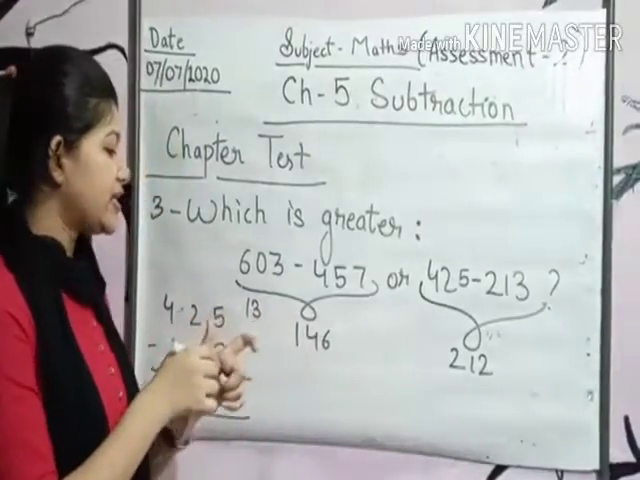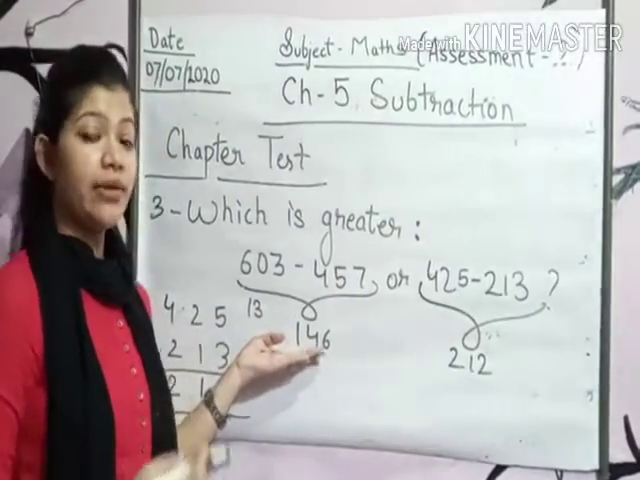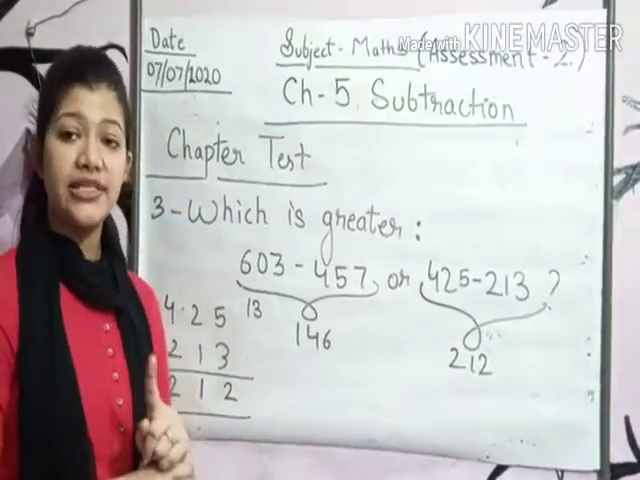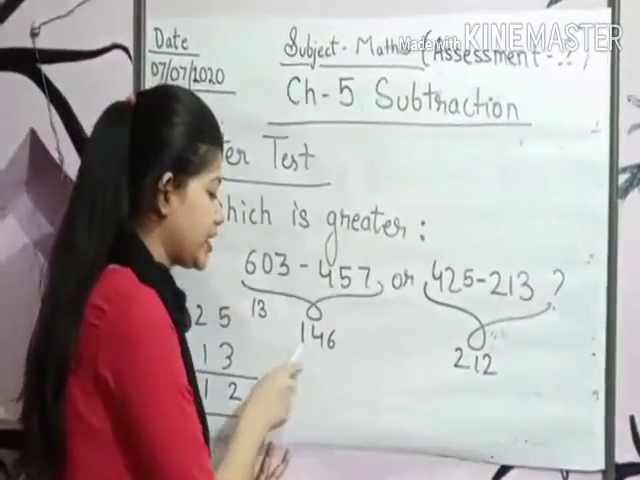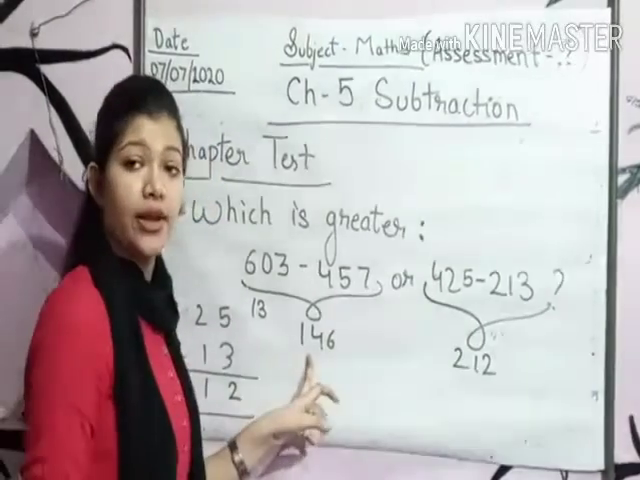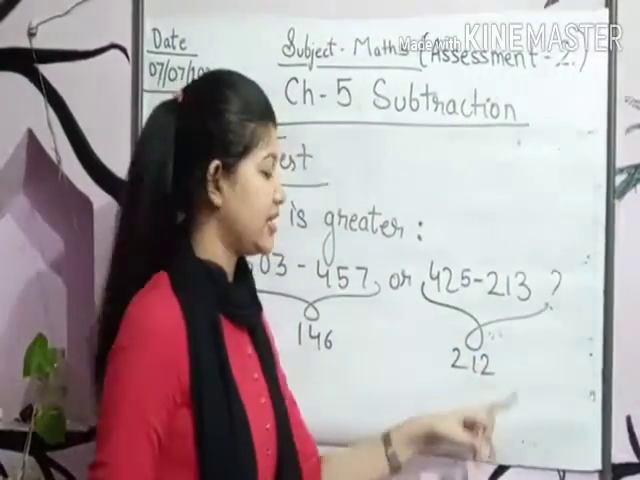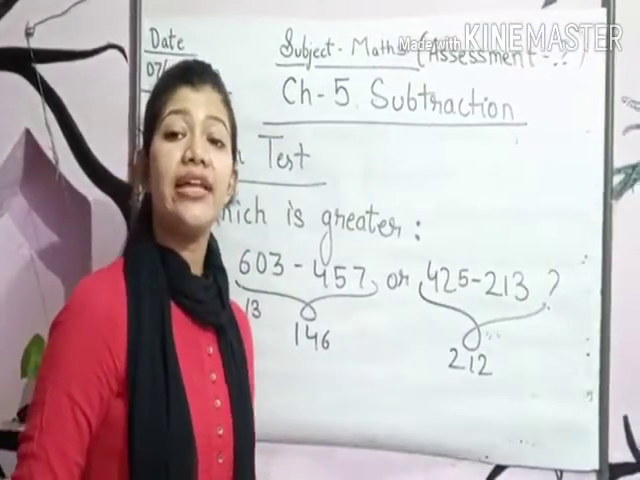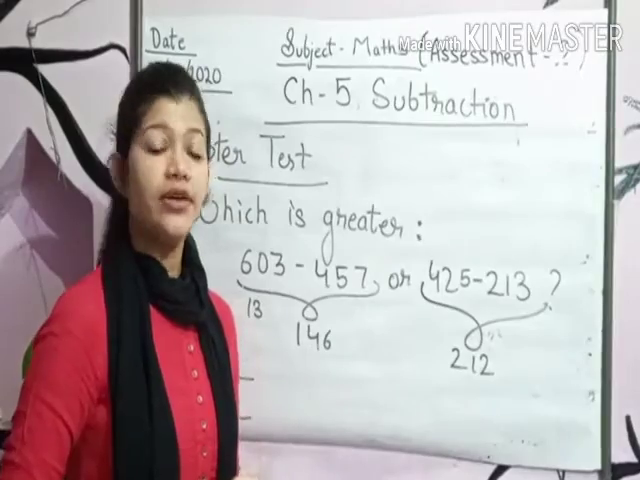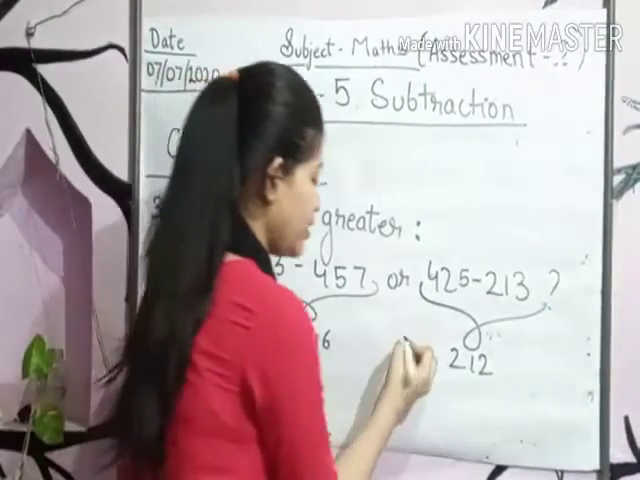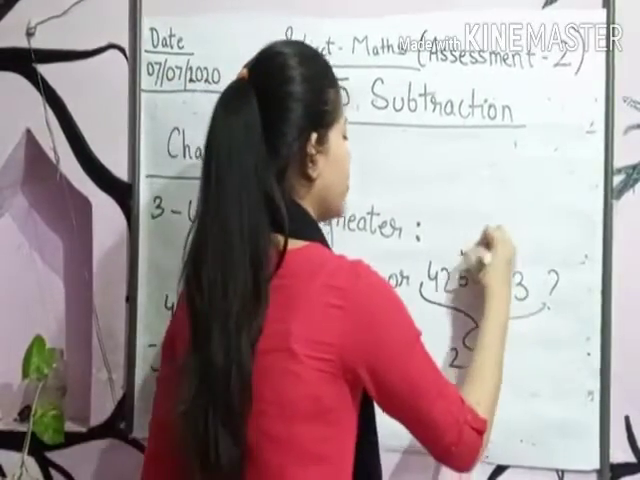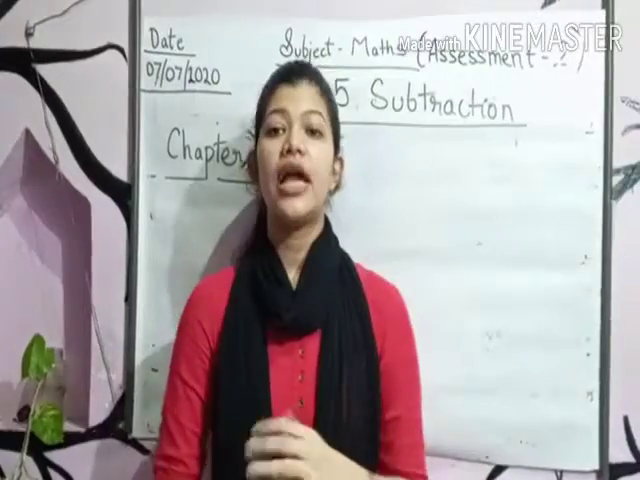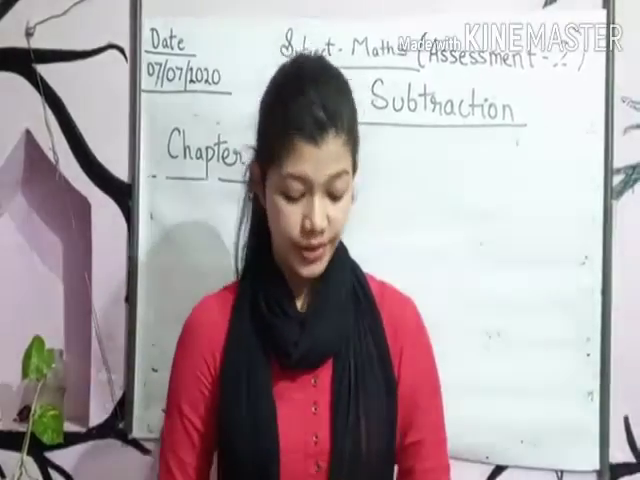Okay. Now let's compare these two numbers. Now tell me which number is greater. What we will do? First we will compare hundreds digits. Yes. Let's see hundreds digit in number 146. 1. Now let's see hundreds digit in number 212. 2. Yes. Now we can easily find out that which is greater. Which one is greater? 212 is greater. So we will take this one. Clear? Okay. Now let's come to question number 4.